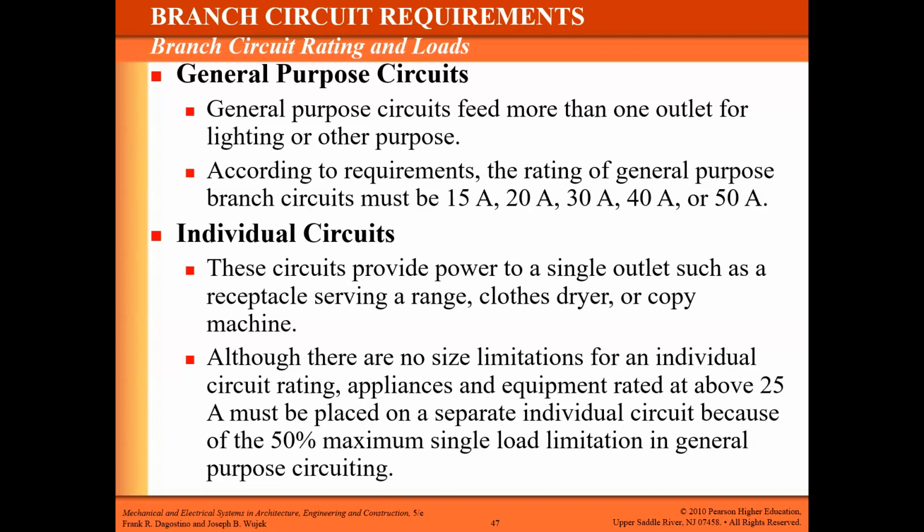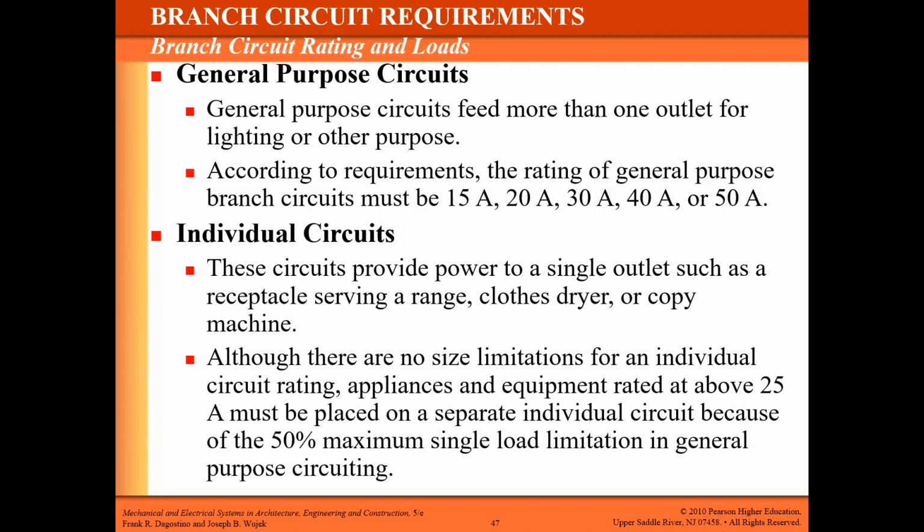An individual circuit is what we typically would associate with a clothes dryer or some other piece of equipment like a range or an oven that is going to be a heavier draw. We can't have anything else on that circuit. It needs to be dedicated. And it says here that any equipment rated above 25 amps must be placed on a separate individual circuit because of the 50% maximum single load limitation.